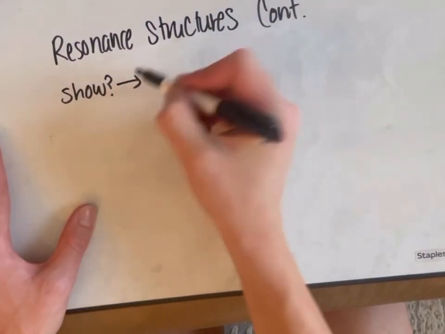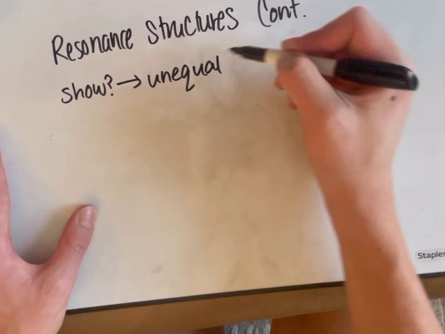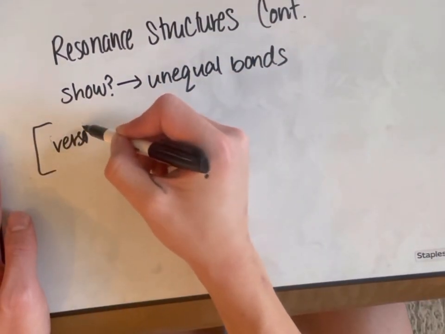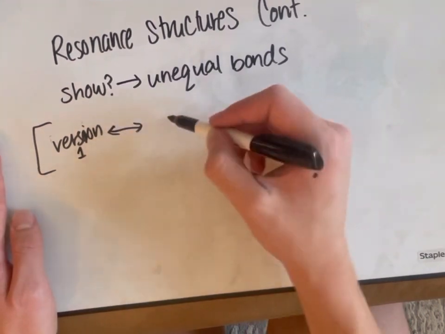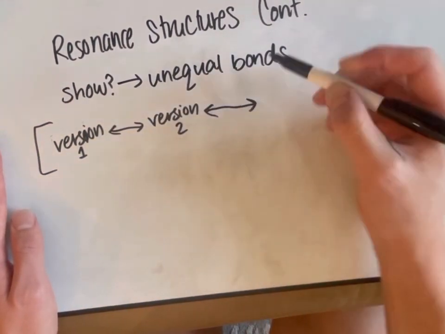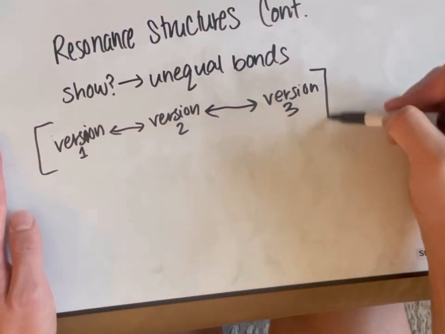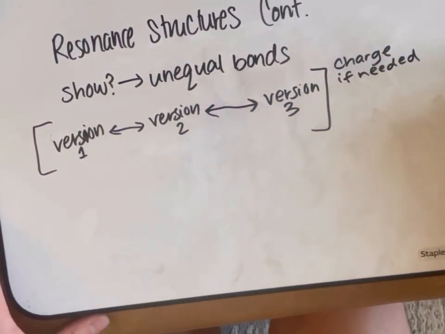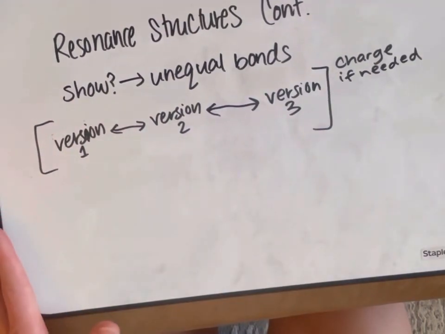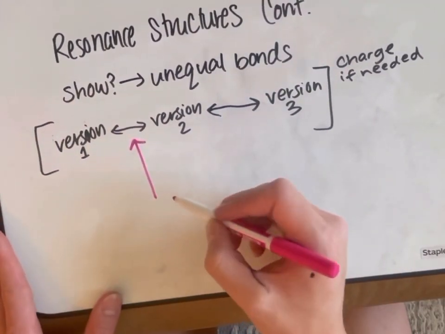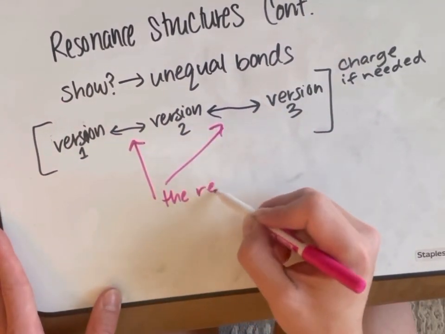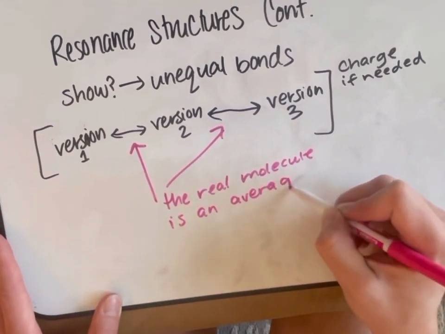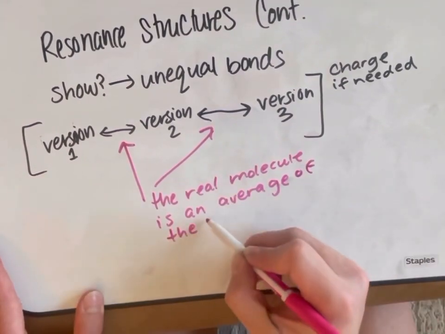So let's continue with resonance structures. What do they show? Resonance structures show unequal bonds. And when we write them, they're always going to be in brackets, but there's going to be different versions. So version 1, version 2, maybe version 3. And they're going to have these lines in between them. And obviously at the top, there might be a charge, and we're going to write that only if needed. But these lines symbolize that they can go back and forth, and they also symbolize that the real molecule is an average of the 3, or 2, or however many there are.